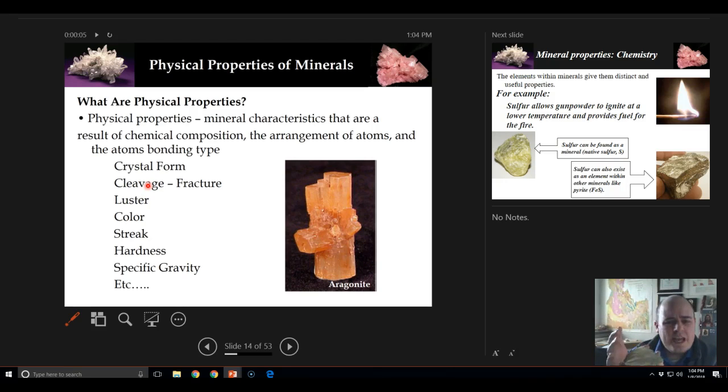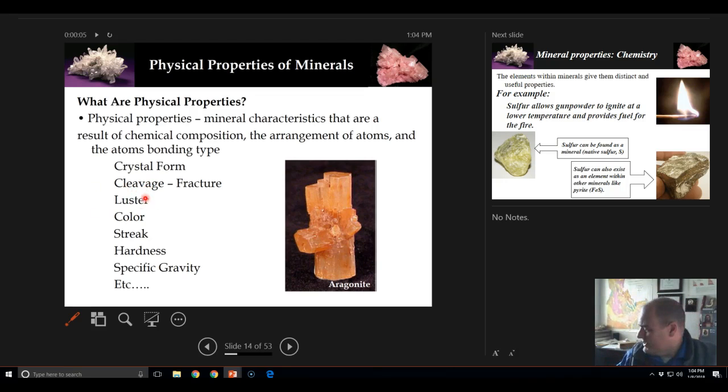So for example, if you look at table salt, or your sea salt at home or whatever, they're always in cubes. If you break it, it will break into cubes more because it will naturally want to break along specific planes or bonds to be able to make that form.